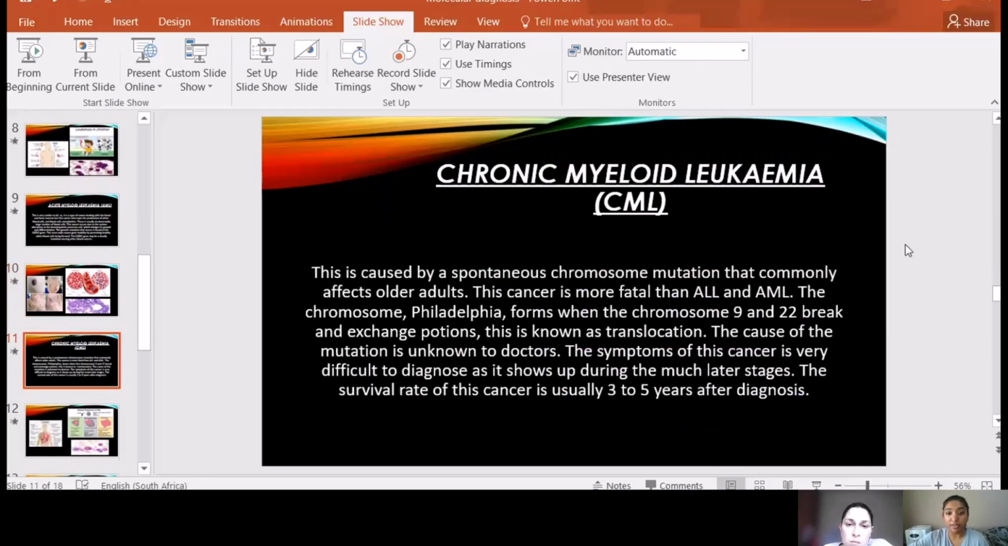Chronic myeloid leukemia, CML, is a spontaneous chromosome mutation, and it also commonly affects adults. This cancer is more fatal than AML and ALL, so it is better to try to diagnose it early. But the thing is, the symptoms of this cancer only show in the most later stage, and in the most later stage, you only have 3 to 5 years to survive. And if you find it even later than that, your chance of survival is much lower compared to ALL and AML.